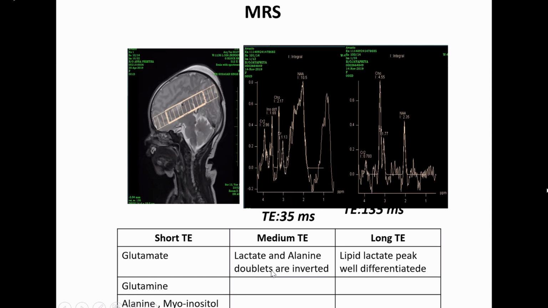With a medium TE, the lactate and alanine doublets are inverted. When you go for long TE, like 288 milliseconds, the lipid and lactate peaks will be well differentiated. When you're doing spectroscopy, technologists, please keep this in mind. You need to have control on the shimming. You need to do a global shimming. You need to do a localized shimming. You need to put saturation bands everywhere. Look for the water suppression.